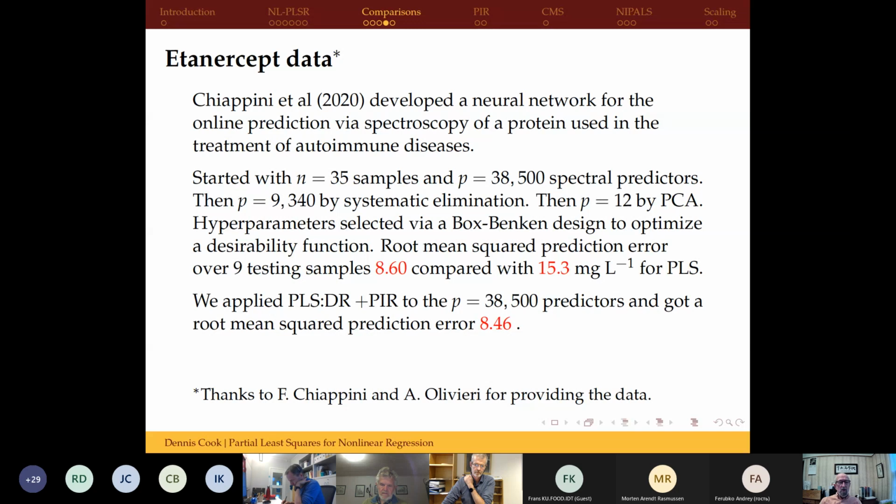So we applied partial least squares dimension reduction. That is, we took the W hat from standard off-the-shelf partial least squares. We applied prediction via inverse regression to the original 38,500 predictors, and we got a root mean squared prediction error of 8.46. And again, this is the kind of thing that gave us the assurance that we needed to continue on and think there really could be something useful in this methodology.